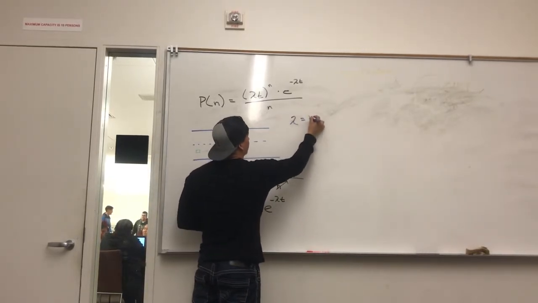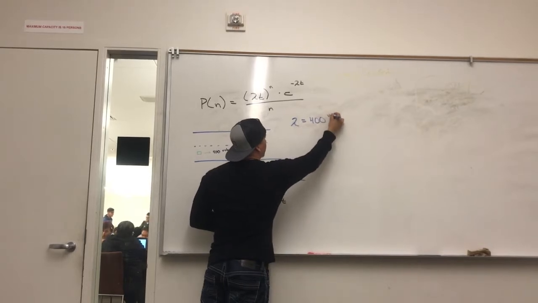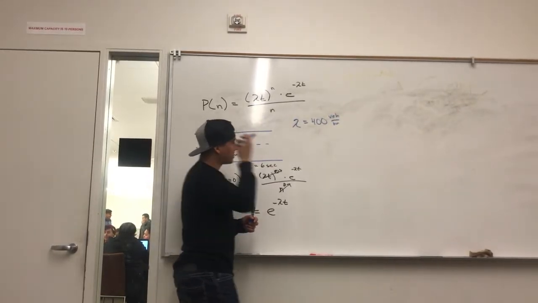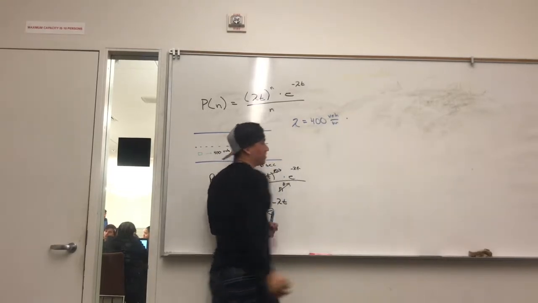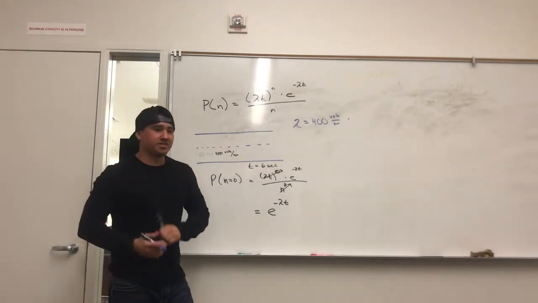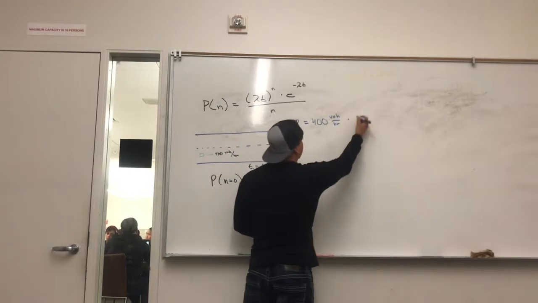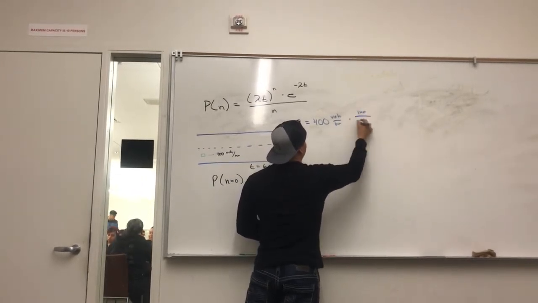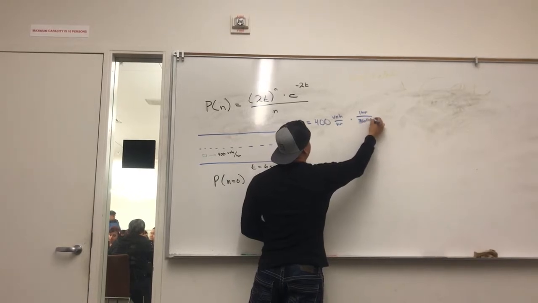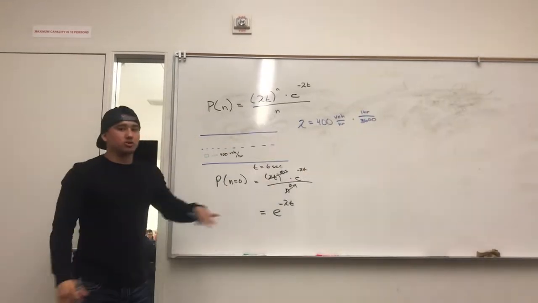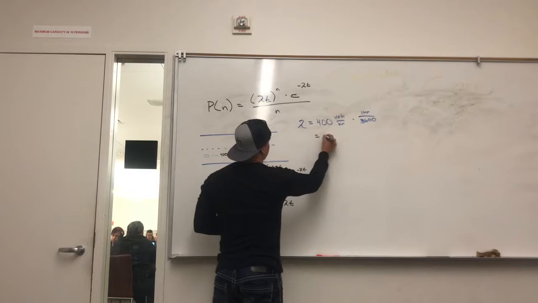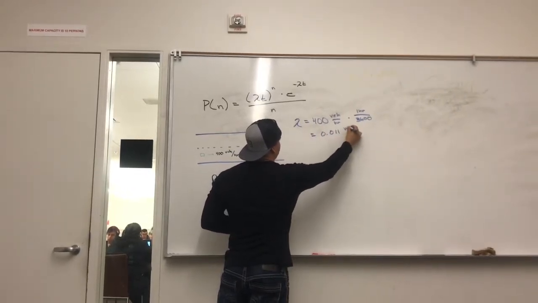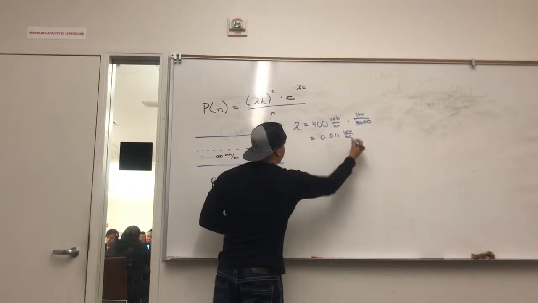So write this up here. Lambda equals 400 vehicles per hour. We want it per second. So there are 3,600 seconds in an hour. So to cancel this out, we will write 1 hour over 3,600. So our lambda will end up equaling 0.111 vehicles per second.